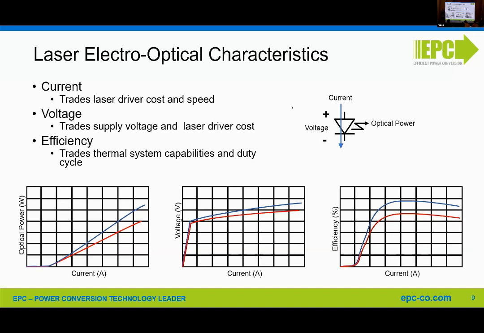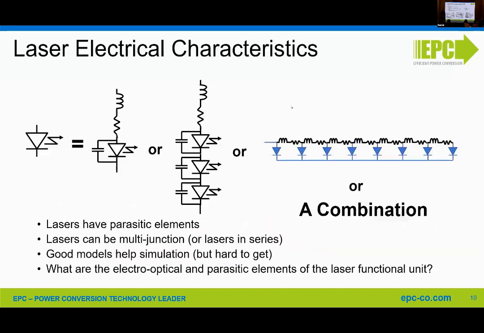One of the things, and it's been getting better lately, is that models of the laser have been slow to develop. So if you're in the laser business, please accelerate the development of your models. And if you're a laser user, please ask your laser manufacturers for better development of the models, because they can help predict the behavior of the system. A laser looks like a diode, but it's more than that. It's going to be a circuit of inductance, resistance, and capacitance.